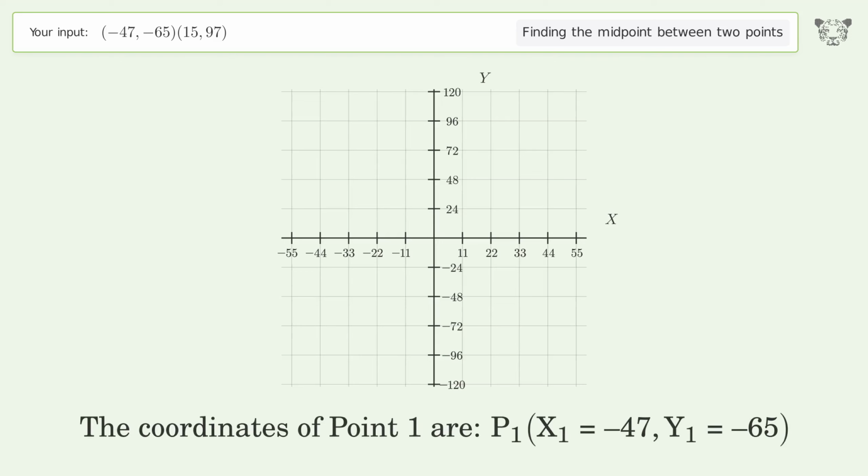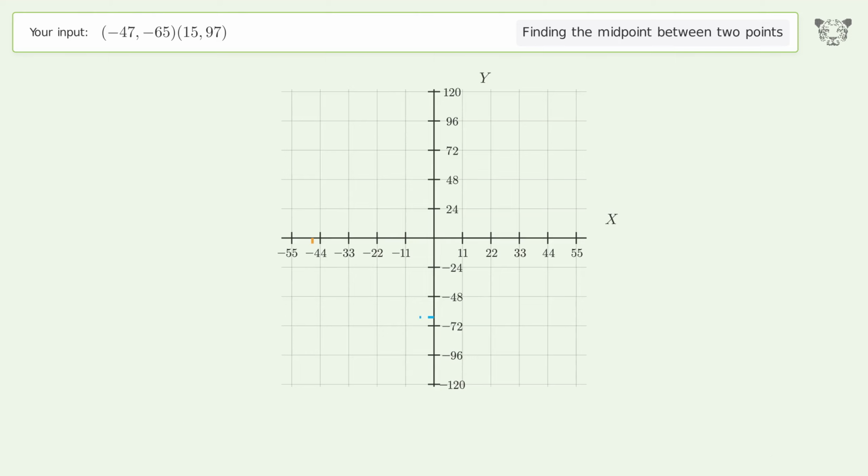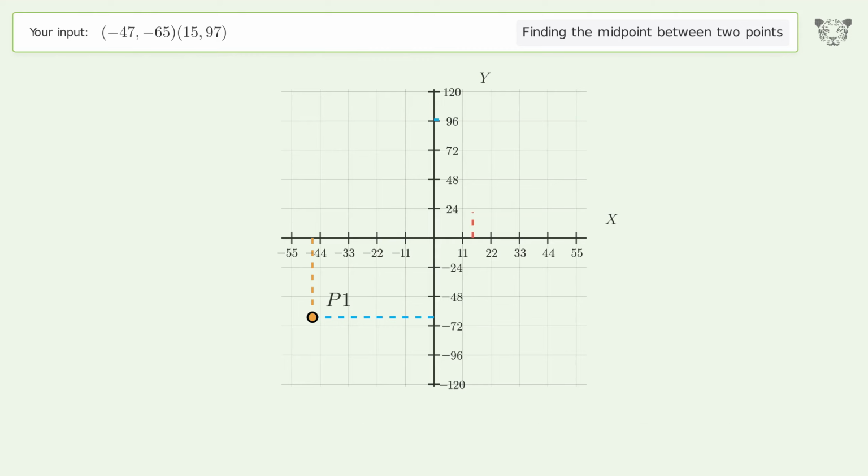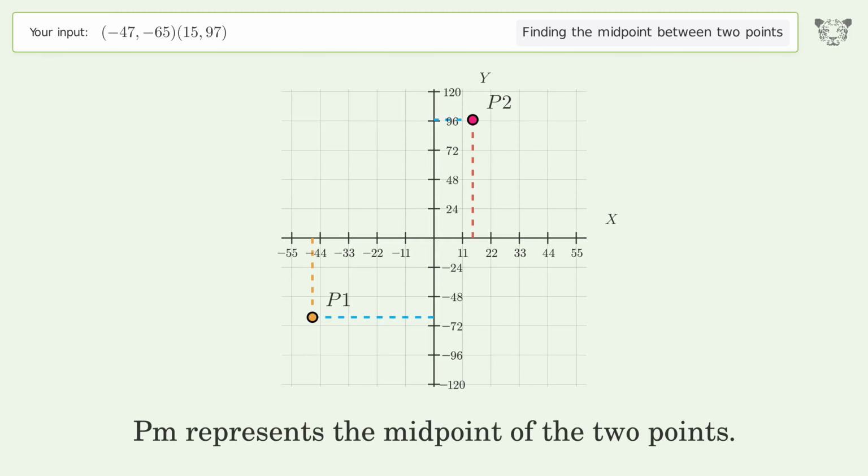The coordinates of point 1 are, x1 equals negative 47, y1 equals negative 65. The coordinates of point 2 are, x2 equals 15, y2 equals 97. PM represents the midpoint of the 2 points.